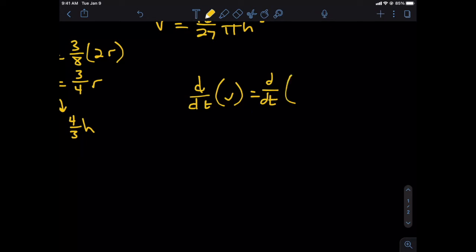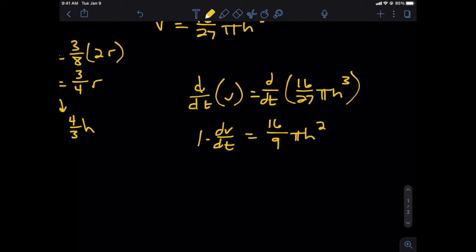So we do d over dt to both sides of this updated volume formula like you see here. The derivative of V is 1, and then since we took the derivative of V, we need to put the differential dV over dt. This may look a little bit complicated, but it's the normal power rule. 16/27 times 3 is 16/9, and then I do pi h to the second, and since I took the derivative of h, I'm going to put dh over dt.